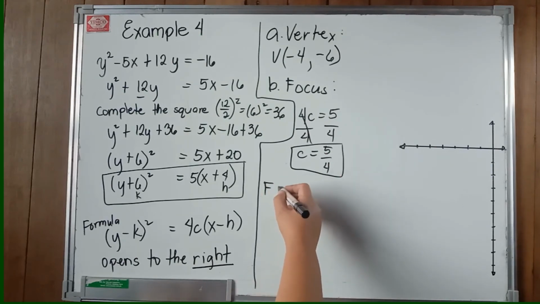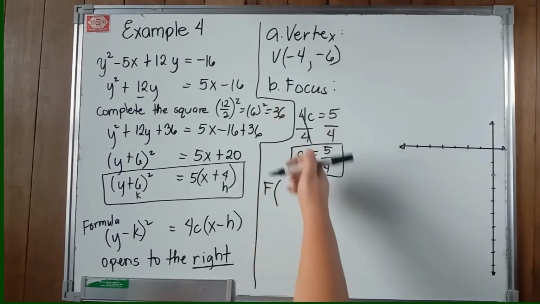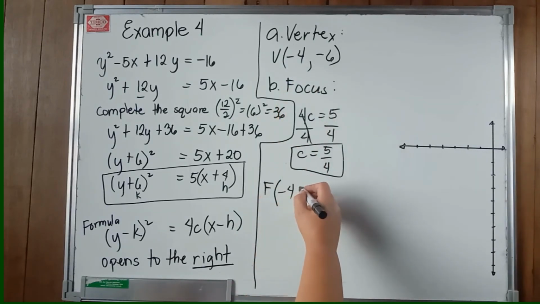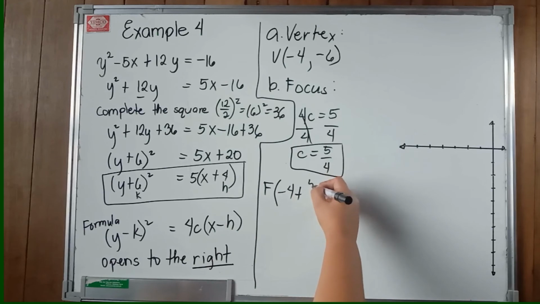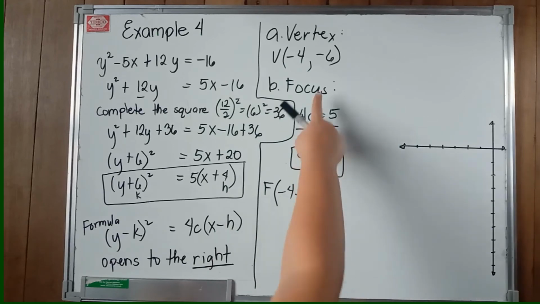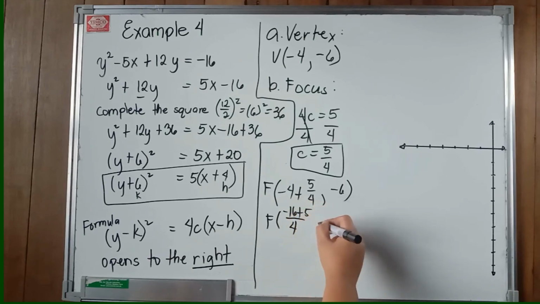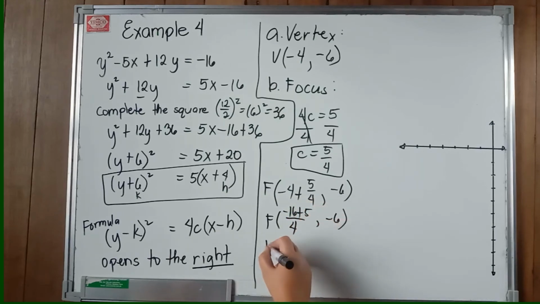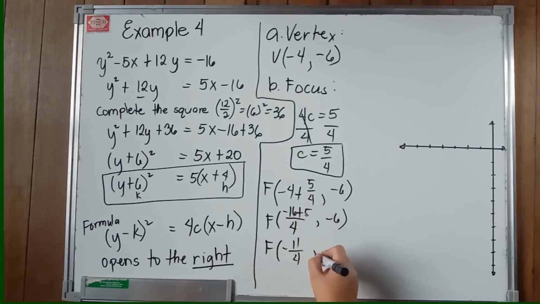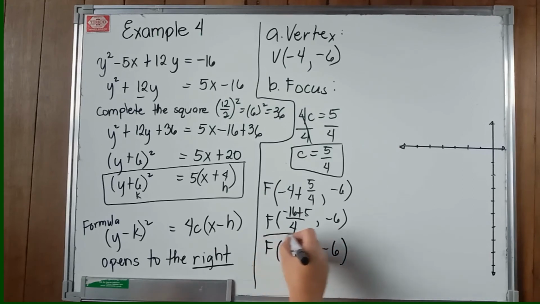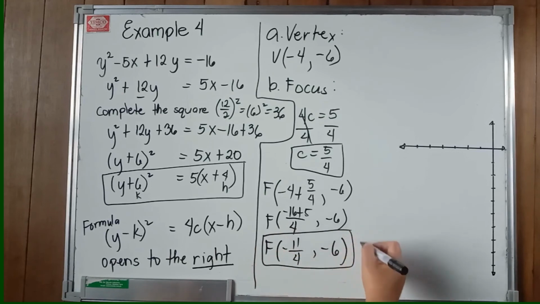So to find the focus, we will add 5 over 4 to negative 4. Because it opens to the right, ibig sabihin, nasa right si c, focus. So 4 is our LCD, times 4 is negative 16, plus 5. So negative 16 plus 5 is negative 11 over 4. So our focus is (negative 11 over 4, negative 6).